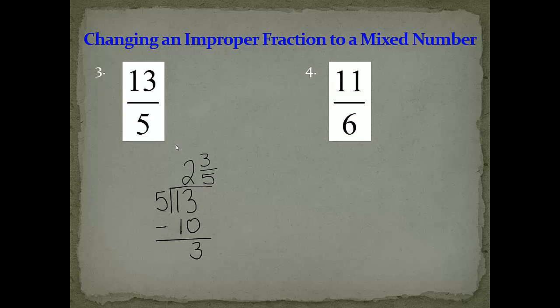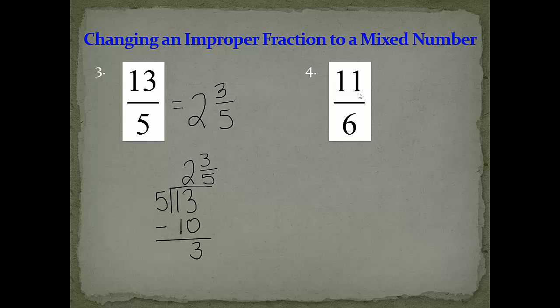So our answer is 2 3/5. So 13/5 equals 2 3/5. Now for number 4, we have 11/6. So again, we're going to use division.